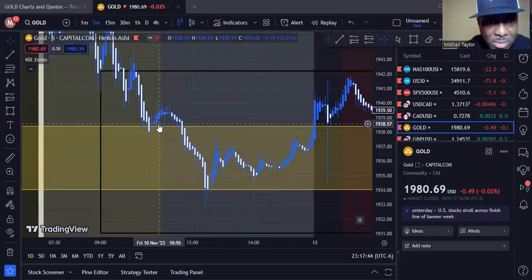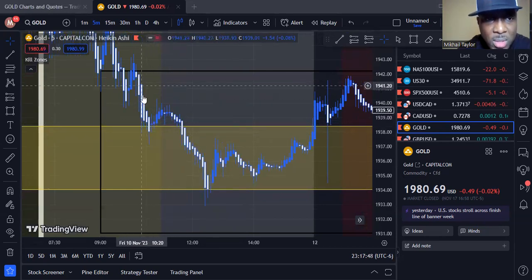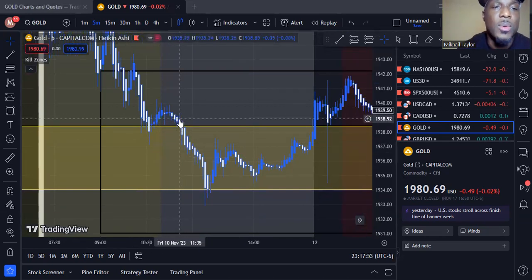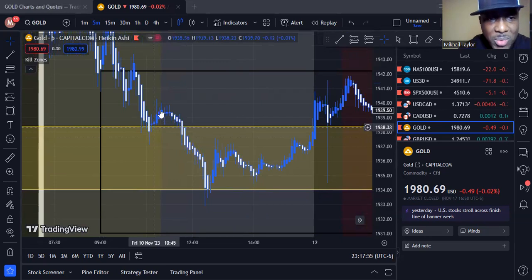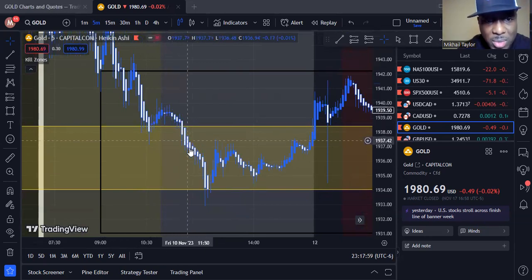But I probably wouldn't have gotten on this because there's a wick on the bottom of this candle. And I usually wait for a nice strong Heikin-Ashi candle in the direction I want to go with no wicks on the bottom. So I probably wouldn't have gotten in here. So this I would not have done, and that would have been okay.